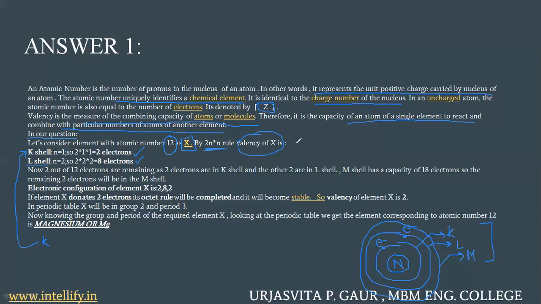Now, we'll take a look at the question again. We had 12 electrons initially. And out of those 12 electrons, we have accommodated 10 into the K and the L shell respectively.